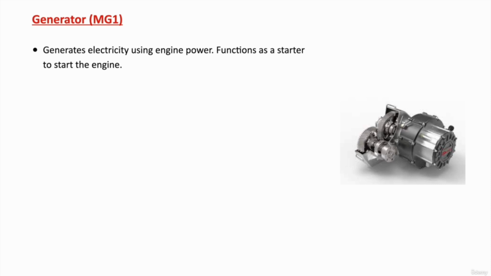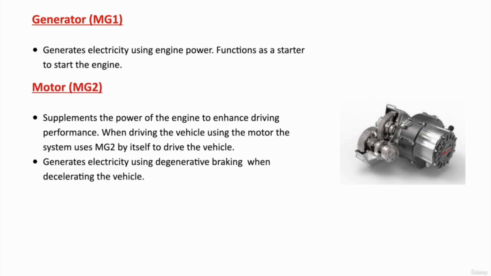Next is our generator and motor. These two are the parts of our hybrid transaxle. I want you guys to remember these two terms, MG1 and MG2, because in this course we will be using them very often. MG1 is the generator and MG2 is the motor. Just remember that.